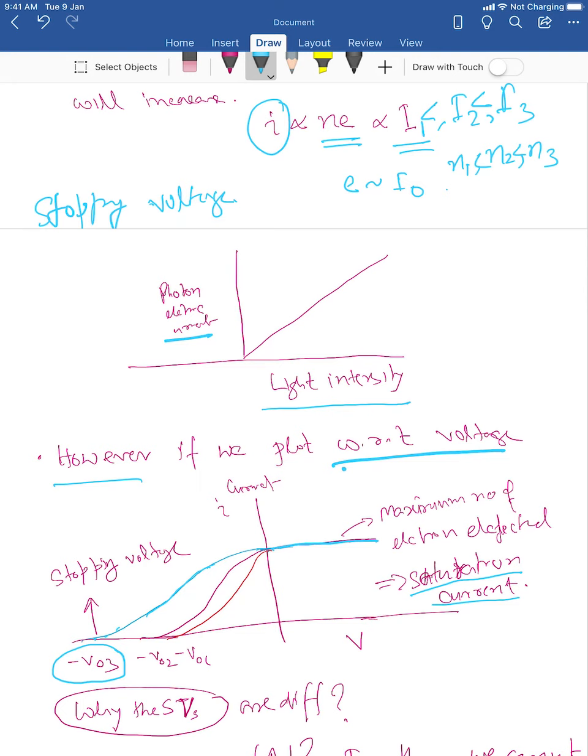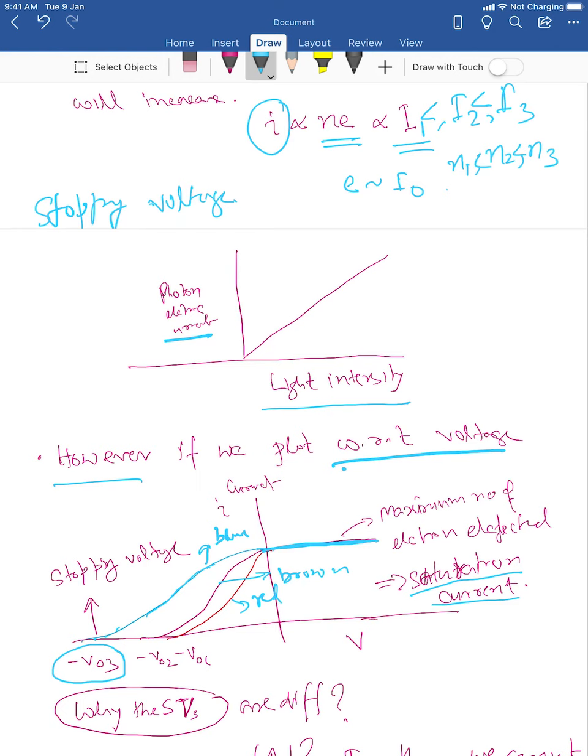Now what you do, they're pretty similar. So let's say this is the red, and this is the brown, and this is the blue. If you go from red, brown to blue, the frequency will increase from red to blue. And if you change the incident light and keep the intensity the same, you get the same saturation current.